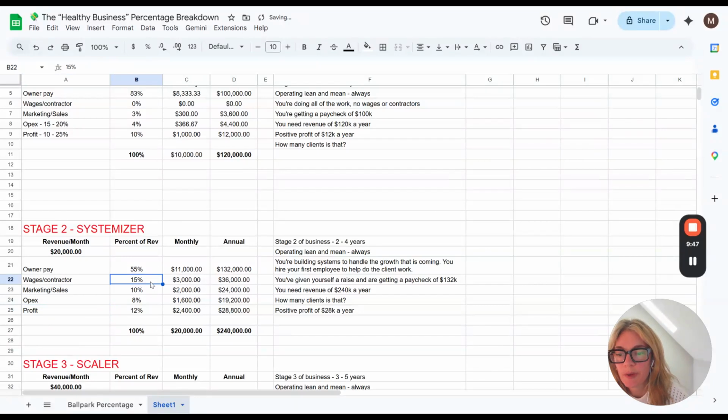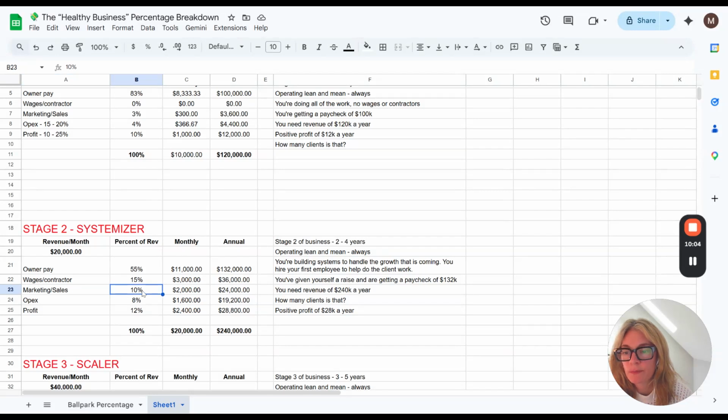Okay, what you are paying your employee is 15%. So this is a part-time employee. They're making $3,000 a month. Maybe they're someone who is remote working, or they work closely with you. Doesn't really matter. It's up to you.